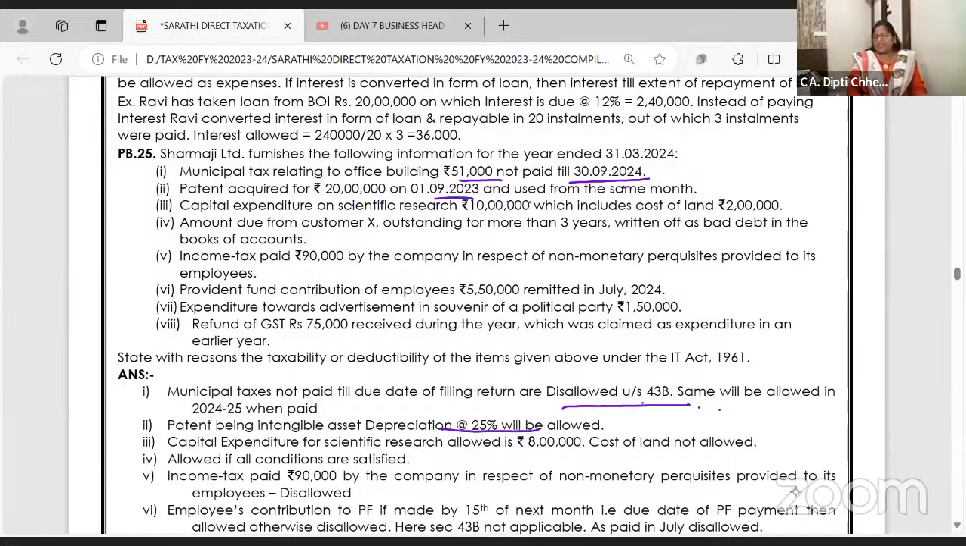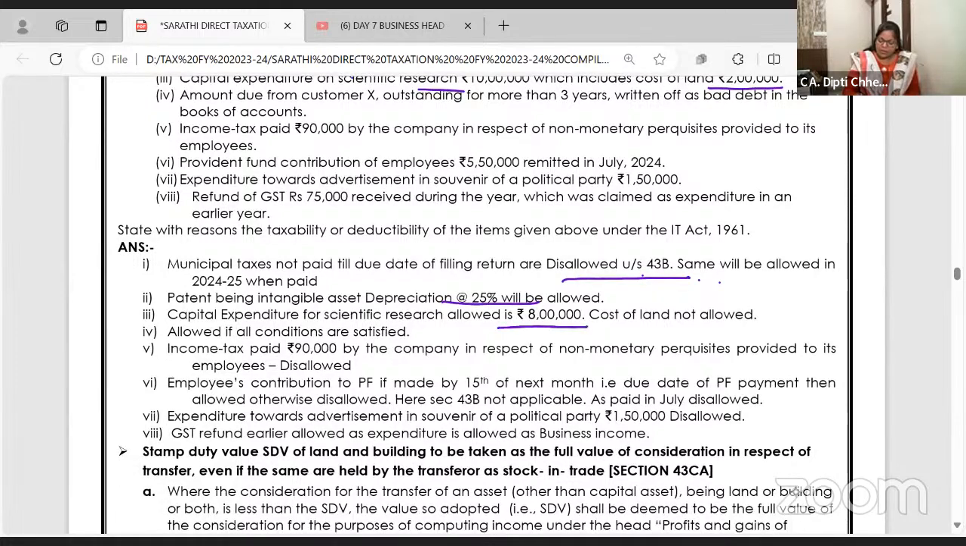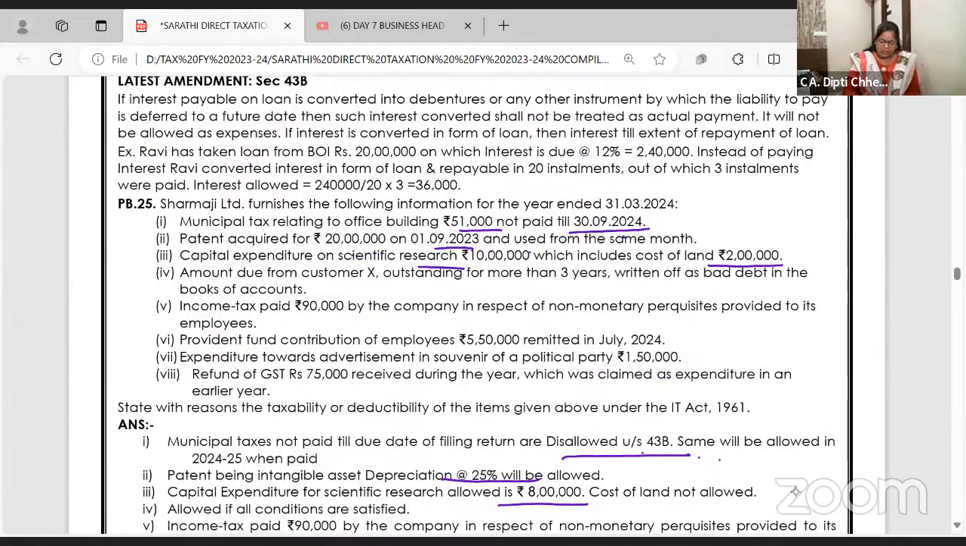Because it is purchased on 1st September, used for more than 180 days. Capital expenditure on scientific research 10 lakh, which includes cost of the land. Okay. So scientific research expenses allowed. Revenue also, capital also, all is allowed except 2 lakh. What is 2 lakh, dear students? Cost of land. Not allowed. Remaining 8 lakh is allowed.